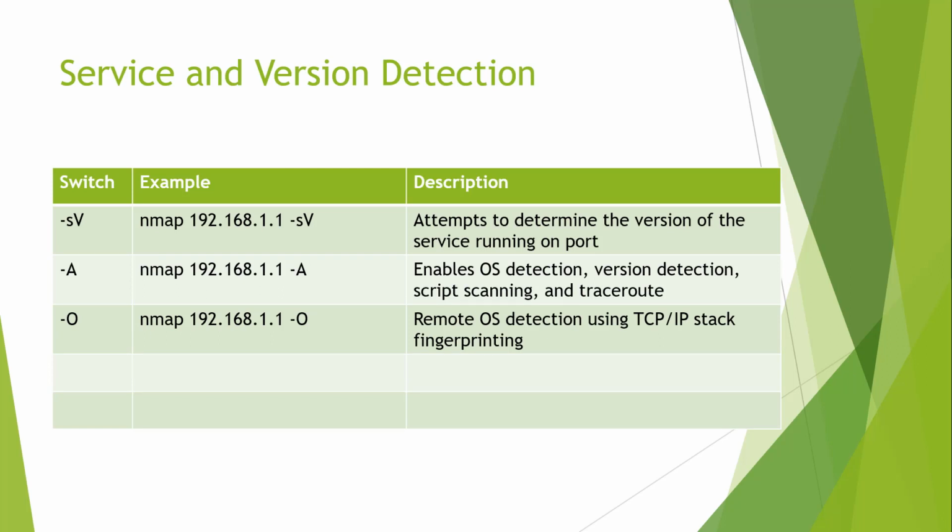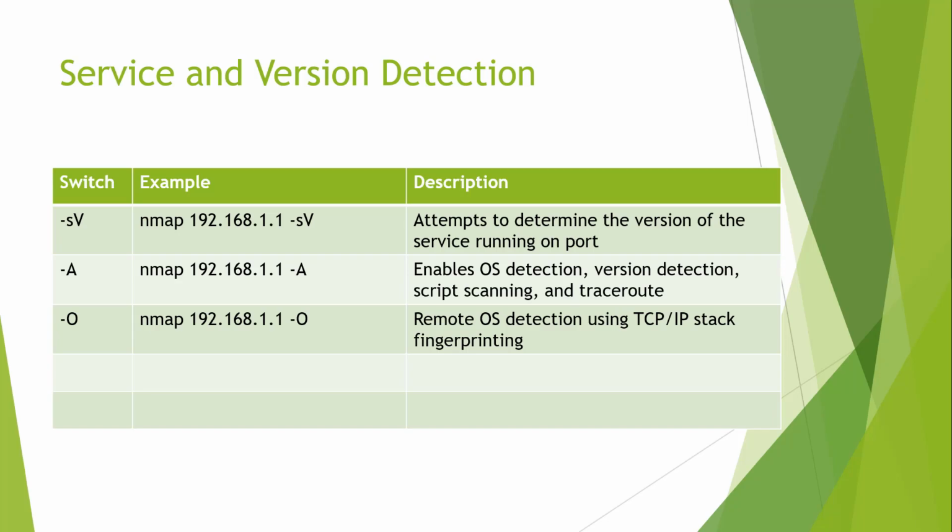Lastly, we're going to do some service and version detection. We can do a -sV, and that will attempt to determine the version of services. If we want to look at OSs, we can do a -A. If we want to do remote OS detection using the TCP stack for fingerprinting, it'll be a -O. So again, part of what we're going to be doing in this video is doing different forms of scans at a basic level and looking at the outputs.